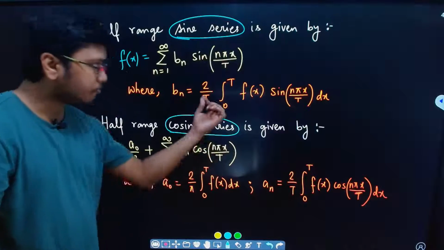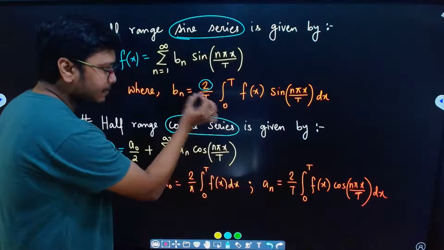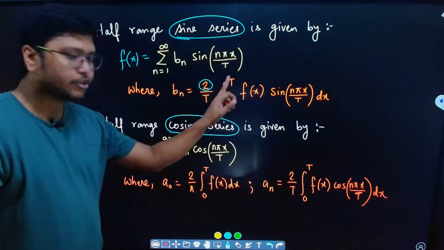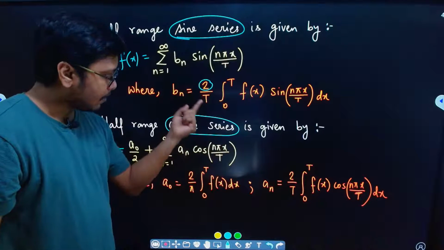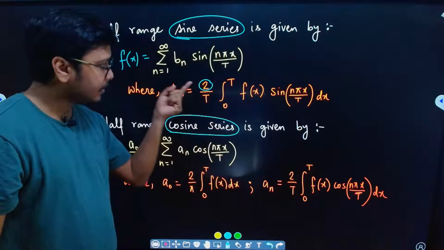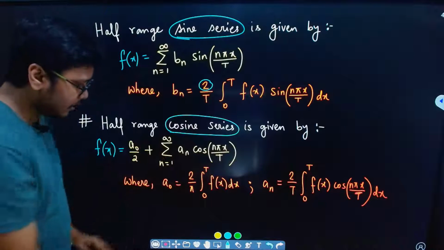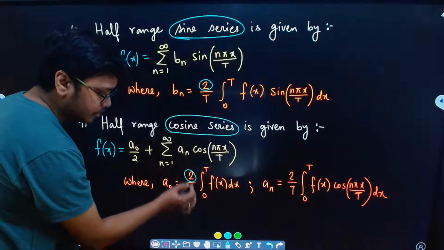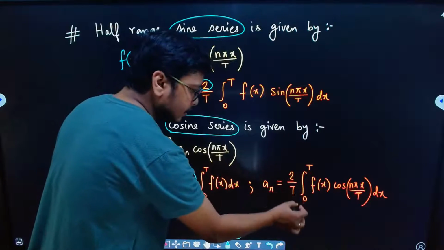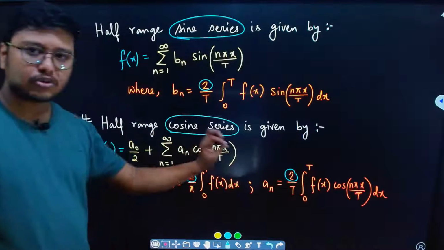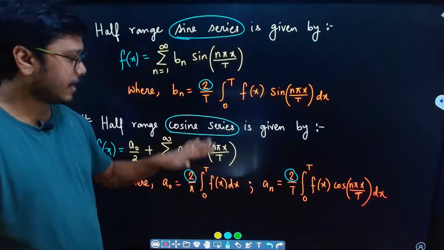And the change in the formula was just one change, that a 2 is multiplied and the interval is 0 to t, not minus t to t. Previously it was 1 upon t, minus t to t. Now it is 2 by t, 0 to t. Half of the interval multiplied with a 2. Similarly for an, 0 to t multiplied with a 2. So this is the only change when we are doing a half range, whether it is sine or cos.